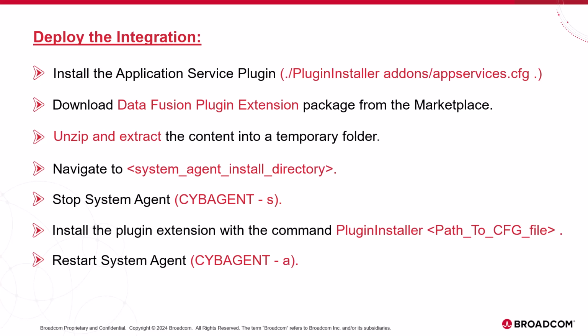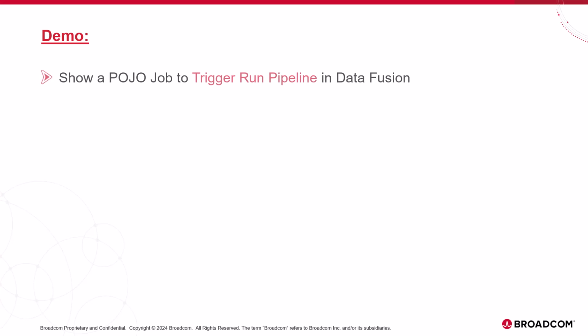Remember, this integration uses Datafusion Public REST API. In our demo, we will create a Datafusion Pojo job in AutoSys. First, let's establish communication with the Datafusion server. After communication is established, we can execute and supervise the job. Let's dive into the world of applications and job execution within the Datafusion environment. Let's start with the demo.